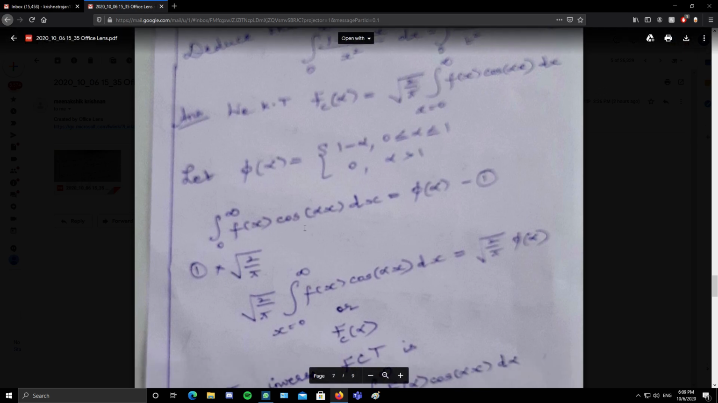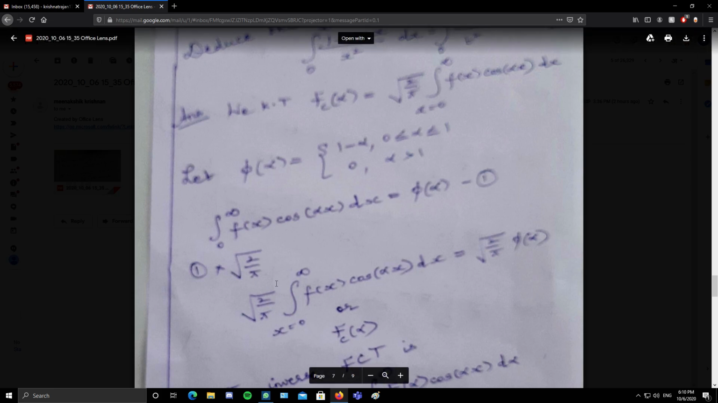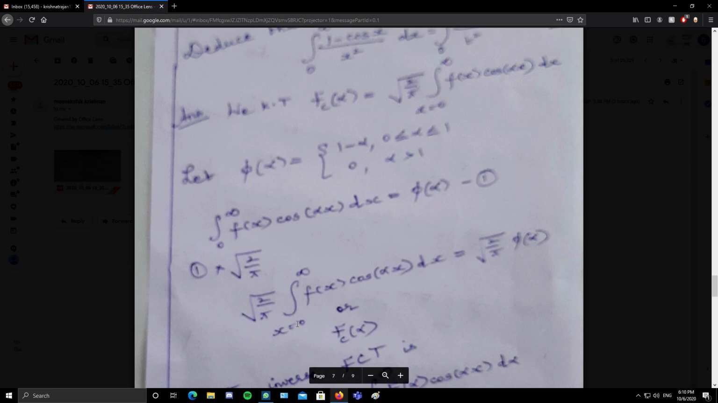Then, as you did for the previous problem, multiply both sides by root of 2 by pi. The reason for doing this is to get the Fourier cosine transform. So root of 2 by pi integral x equals 0 to infinity f of x cos alpha x dx equals root of 2 by pi phi of alpha.